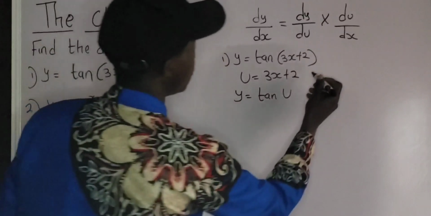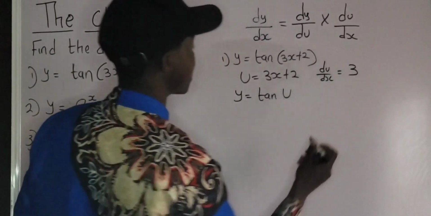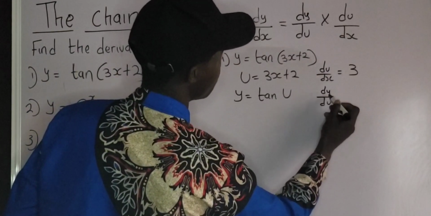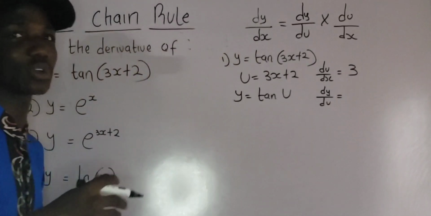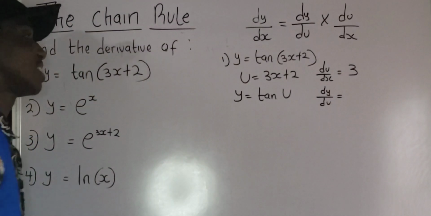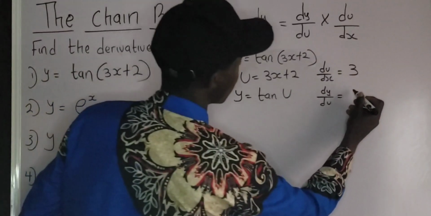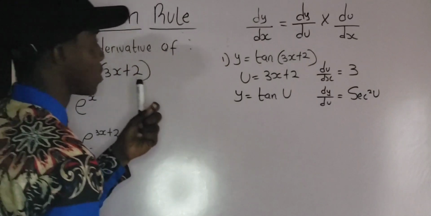Okay? So du/dx is equal to 3. You understand? And dy/du is equal to what? If you differentiate tan x, you are going to get sec² x. Okay? So if you differentiate tan u, you are going to get sec² u. So this will be sec² u. Okay? Now let us proceed.